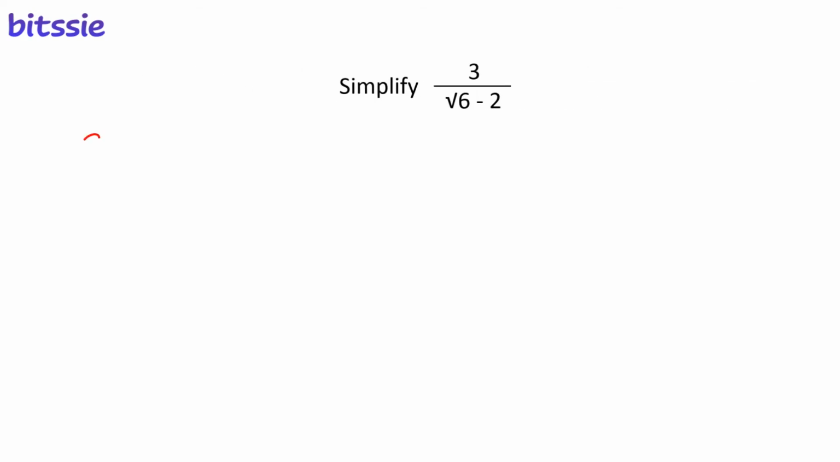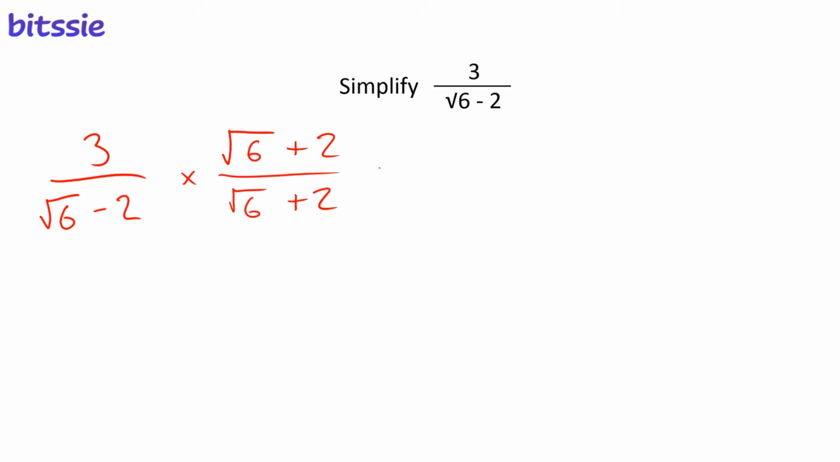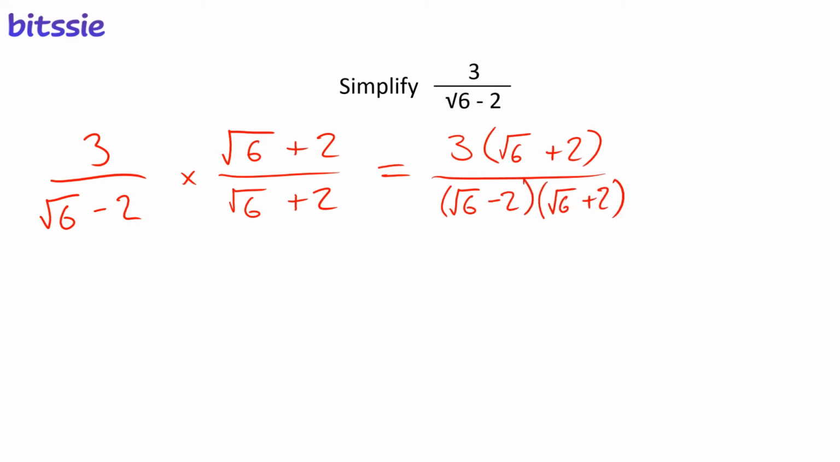Our fraction this time is 3 over root 6 minus 2. So what's the inverse? It would be root 6 plus 2. So let's write out that fraction as well. And then we write out 3 lots of root 6 plus 2 over root 6 minus 2 times root 6 plus 2. And again, this is a difference of 2 squares.